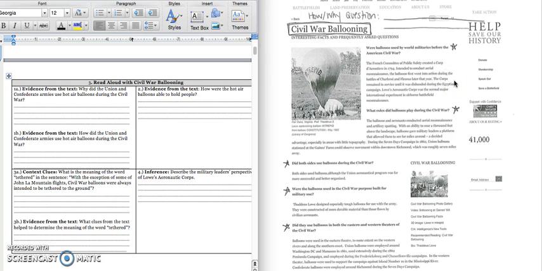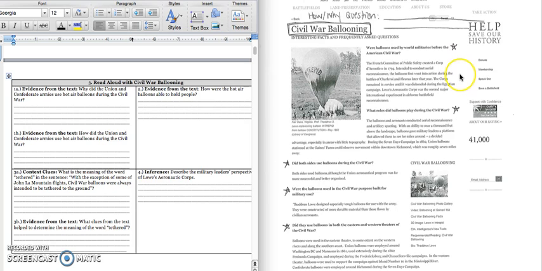All right, the French Committee of Public Safety created a Corps of Aeronautics in 1794, intended to conduct aerial reconnaissance. Hang on, I'm looking for the article. This is too small for me to read on the screen. Here we go. Intended to conduct aerial reconnaissance. Aerial is another word that means air. So if they're doing aerial reconnaissance, that means they are spying from above. They are in the air spying.